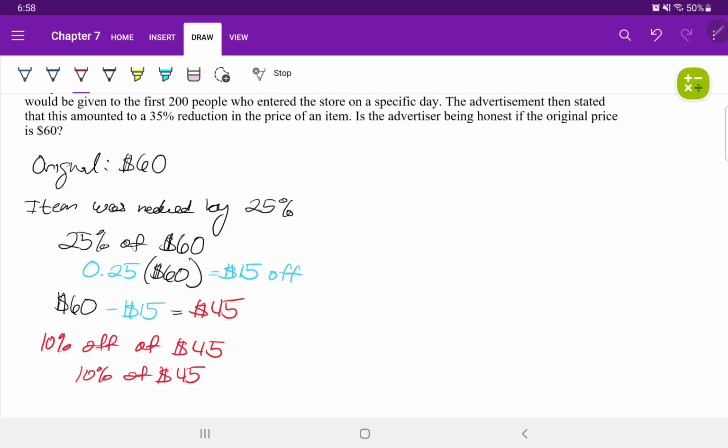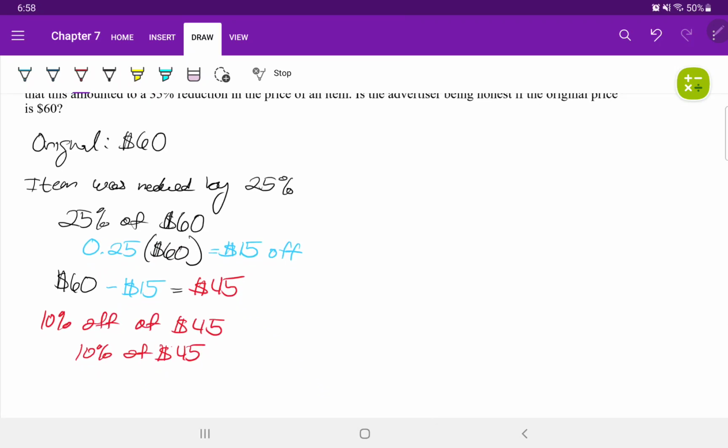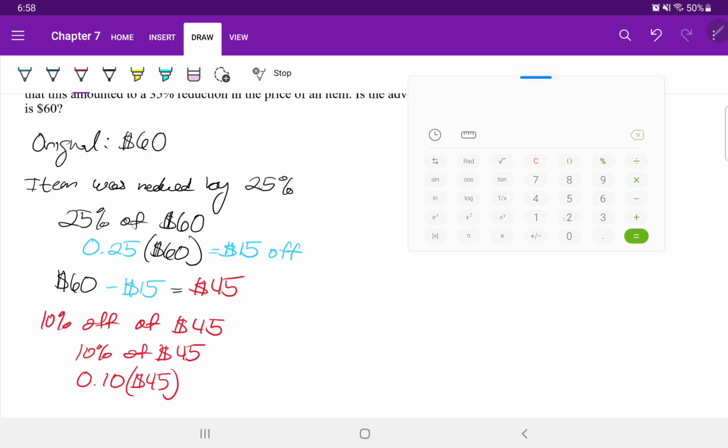To find 10% of 45, we're just going to multiply. So 0.10 as a decimal times $45. And when I multiply that, that's going to equal $4.50. So that means I'm saving an additional $4.50.